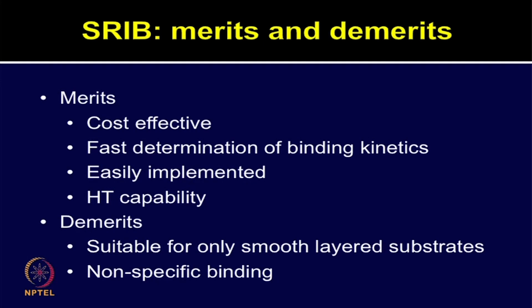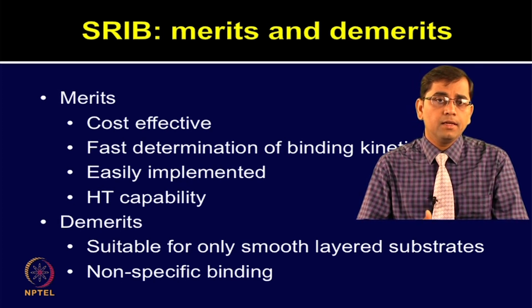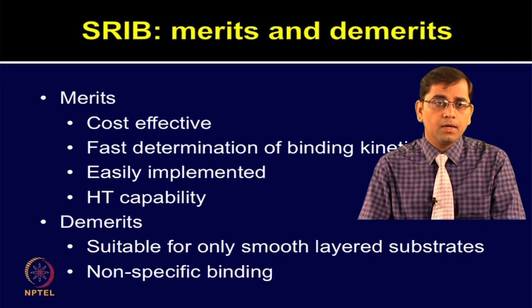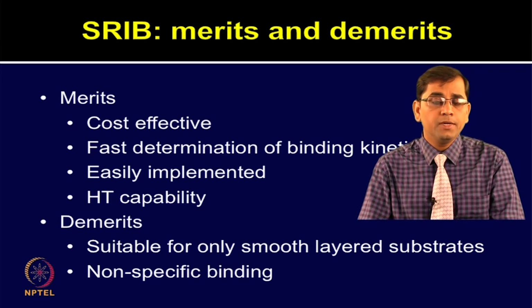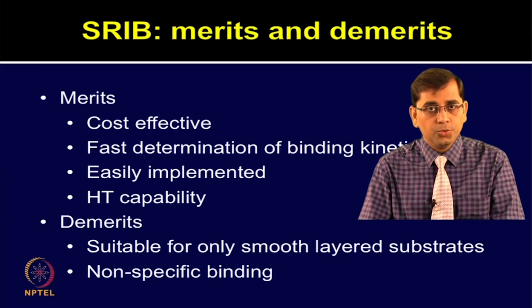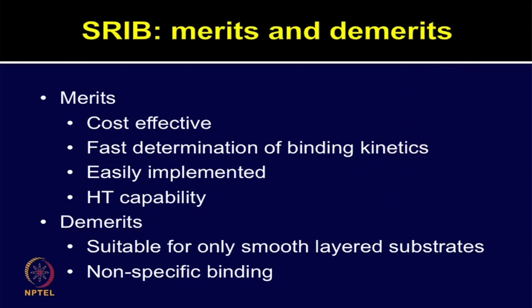This technique has also proven to be a powerful tool for microarray applications with high throughput capability. The spectral reflectance imaging biosensors are cost effective. They are used for rapid determination of binding kinetics. They can be easily implemented, providing high throughput data for biomolecular interaction studies. Its demerits include its suitability for only smooth layered substrates and some non-specific binding issues which need to be improved with advancement of this technology.